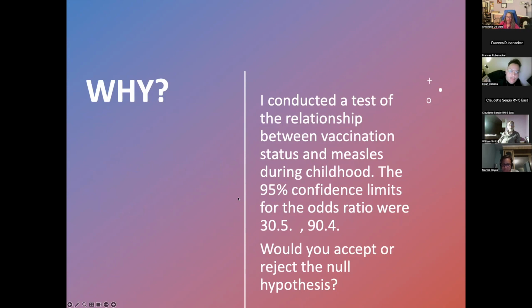So if I asked you why, you would say, because an odds ratio of 1 would mean the odds are the same, and 1 definitely does not fall between 30 and 90. So not only is the odds ratio not within the confidence limit, it's not even close.